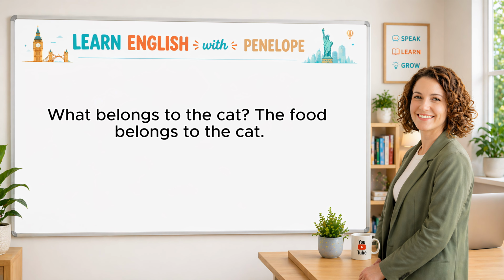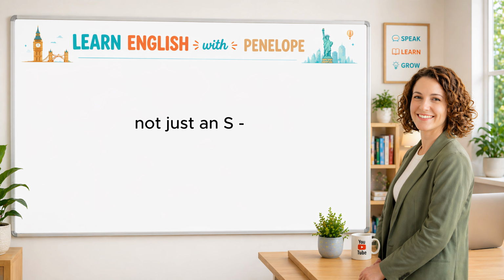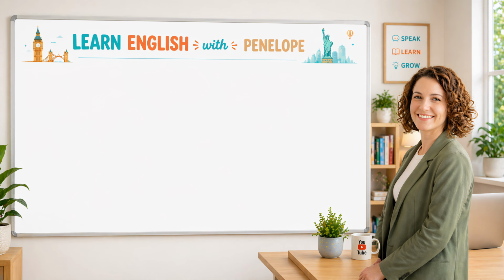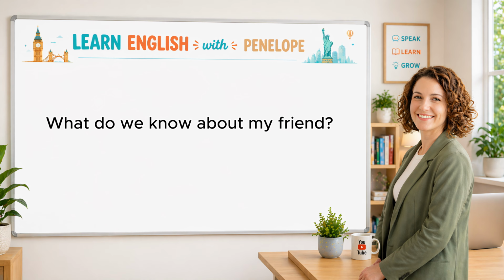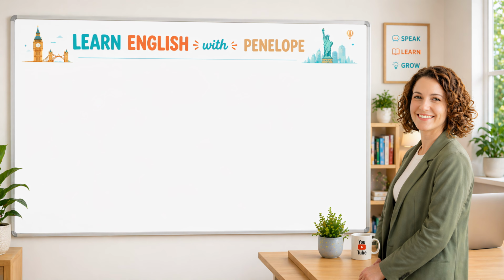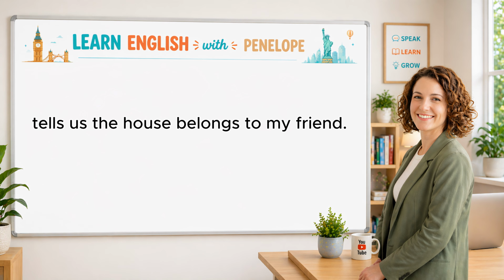Example 9. The cat's food is on the floor. What belongs to the cat? The food belongs to the cat. The cat's food. We always add apostrophe S, not just an S, because that apostrophe is what shows ownership. Example 10. My friend's house is near the school. What do we know about my friend? My friend has a house. The house is near the school. Friend's house. Apostrophe S after friend tells us the house belongs to my friend.